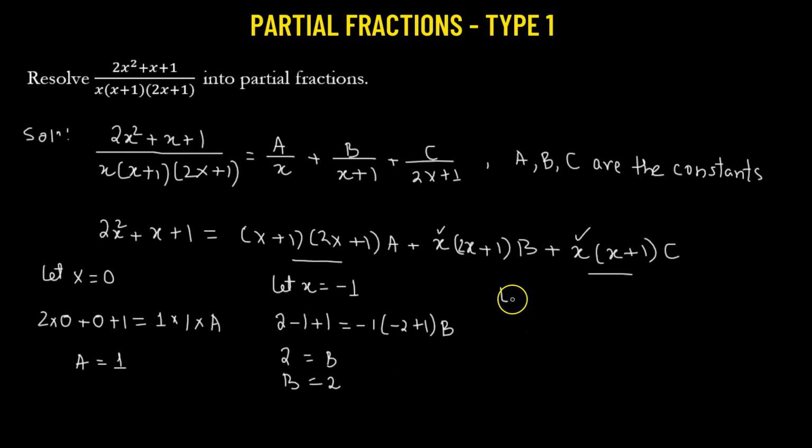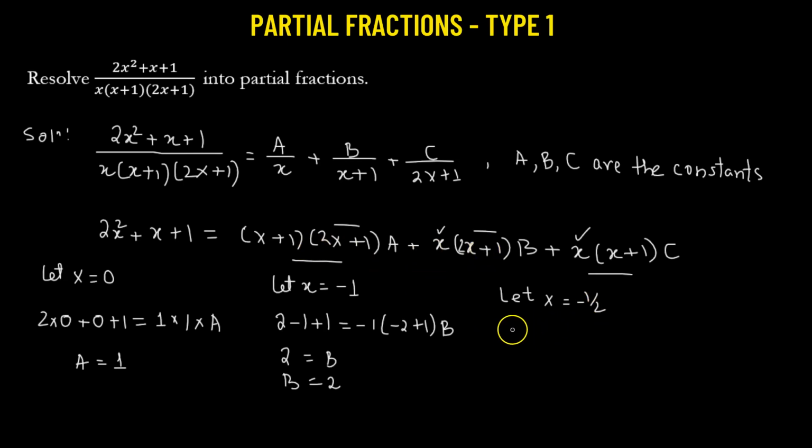And finally, to obtain the value of c, all we have to do is make the first term and the second term go to 0. For that, we can make 2x plus 1 equal to 0 because that's the factor common to both of them. So if we consider 2x plus 1 equal to 0, or simply x equals negative half, then the first term and the second term vanish.